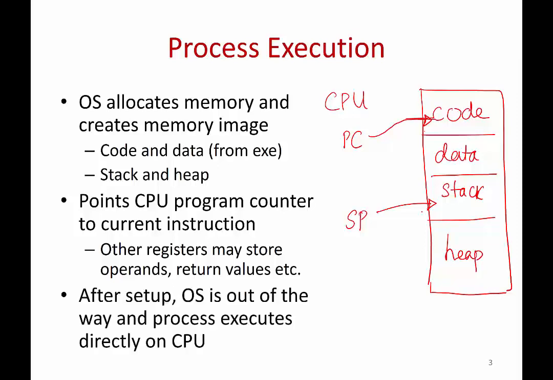And after all the registers and memory and files and all of that have been set up, the operating system is basically out of the way, right? The process simply goes on and executes directly on the underlying CPU, right? The program counter points to an instruction, the CPU fetches the instruction, decodes, executes, moves on to the next instruction, and so on. The process is basically on autopilot executing on the CPU. So it is important to note that the operating system is not involved in every single instruction execution. Once it sets it up, it is out of the picture.